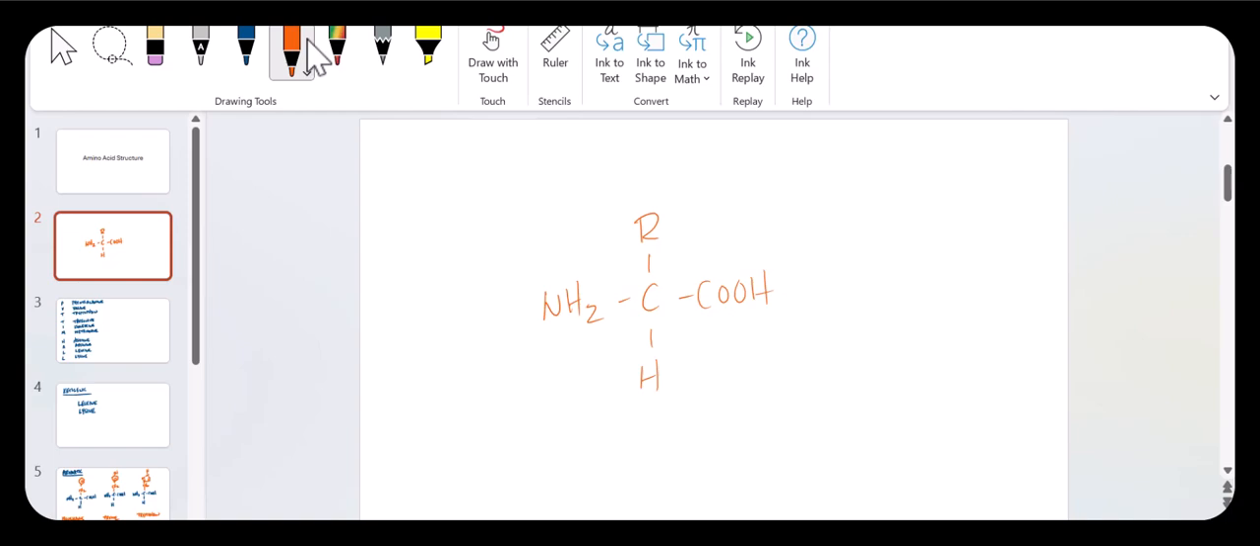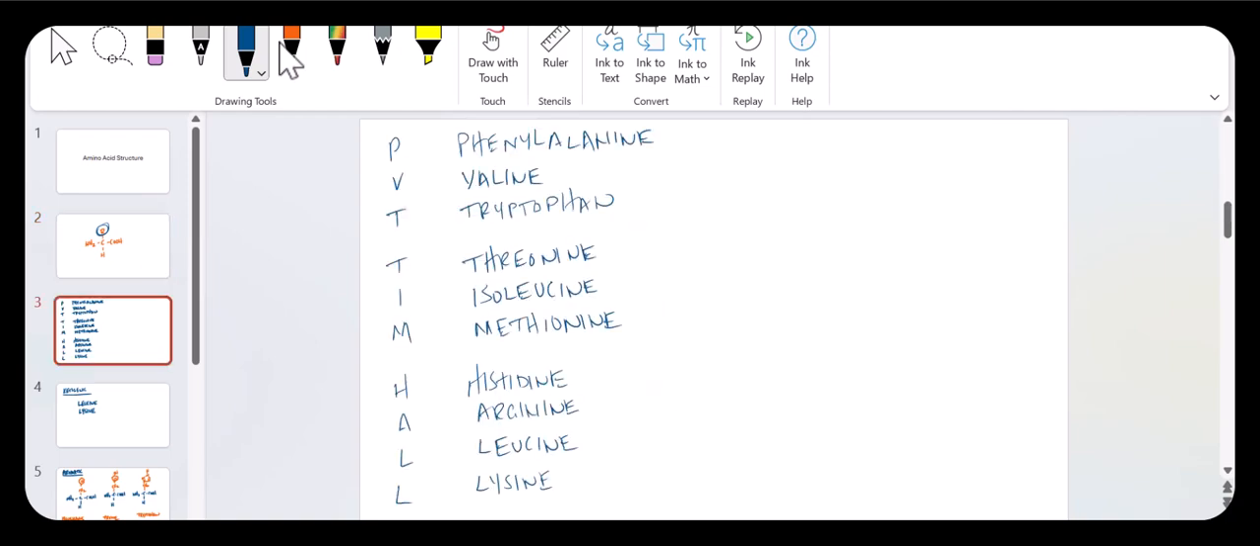So it's really important that you know these. We're going to pull them together in one quick PowerPoint for you to have. What we're going to do is look at what this R group is and what properties we get as a result of that, plus some quick ways of remembering them. So you have to know the essential amino acids.